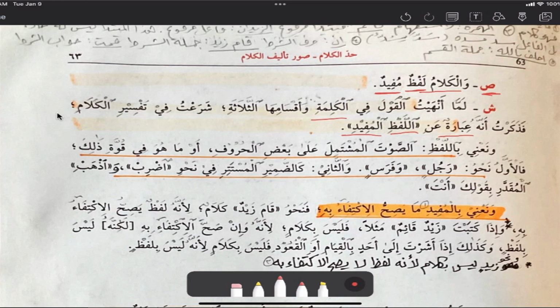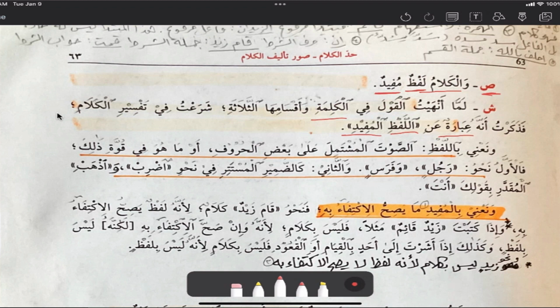Because that composition is an utterance that it's enough to say it and stop there and suffice with that. Yani, to put a meaning across to the one who's listening to you. That's what they call in English, conveys a complete thought.